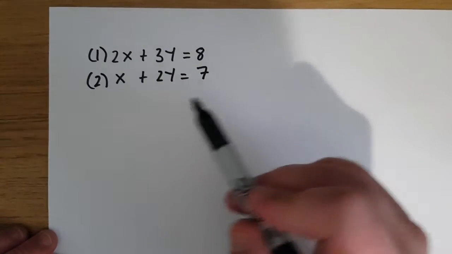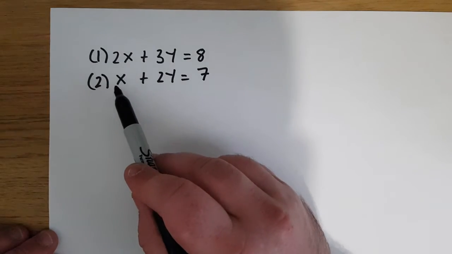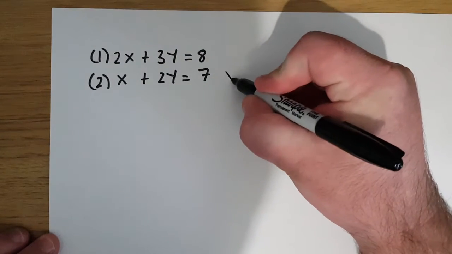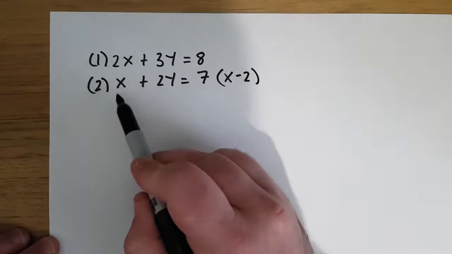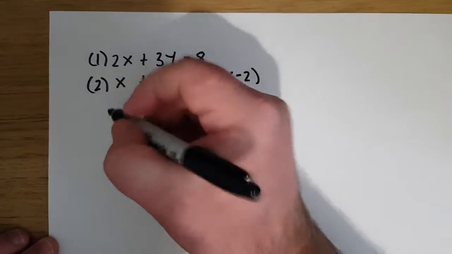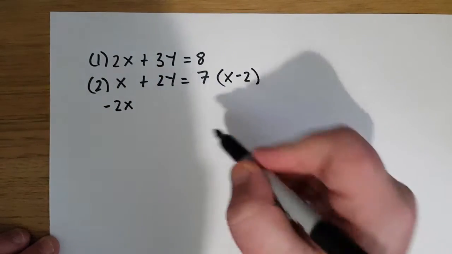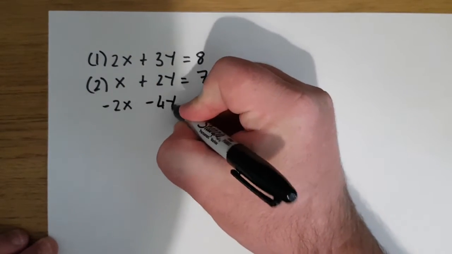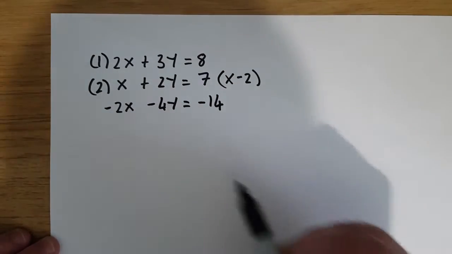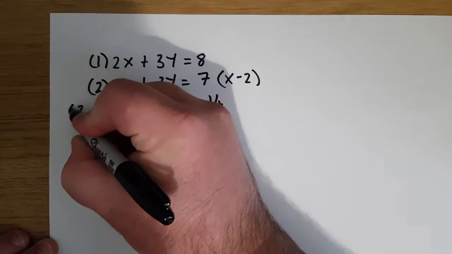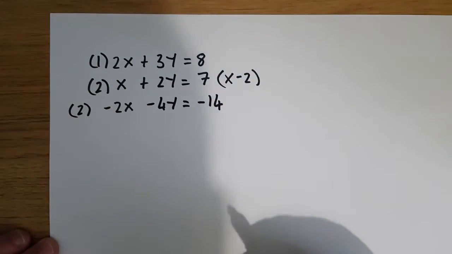whichever is easiest. So the best way to do this example would be to times equation 2 by minus 2. So we'll show you why in a minute. So times minus 2, that means that x now becomes minus 2x. Minus 2y becomes minus 4y. And 7 becomes minus 14. So equation 2 now becomes minus 2x minus 4y equals minus 14.